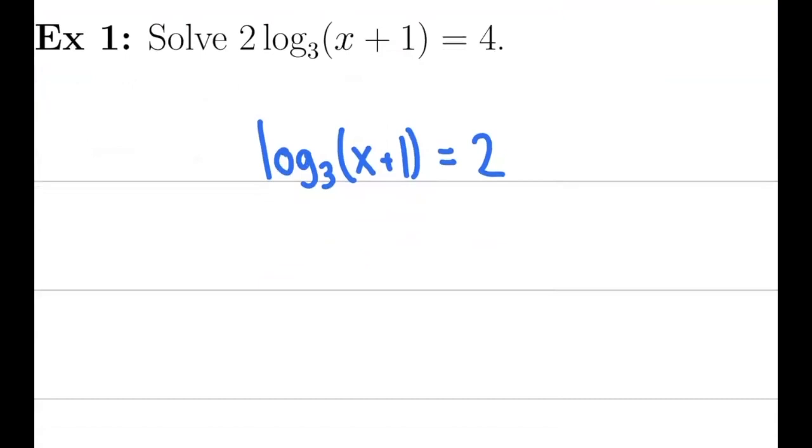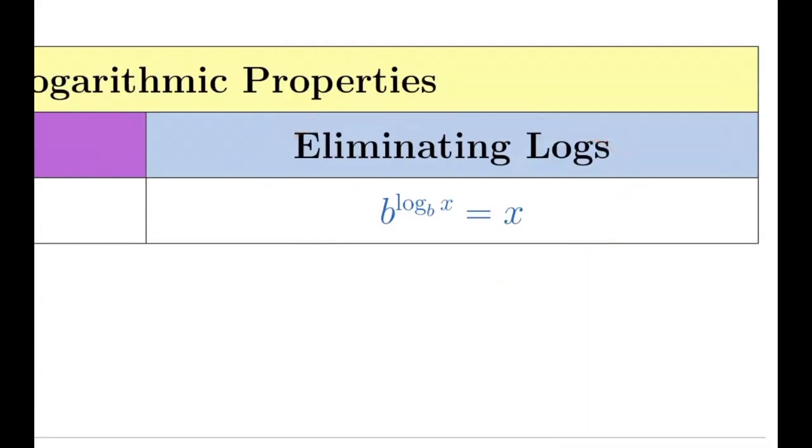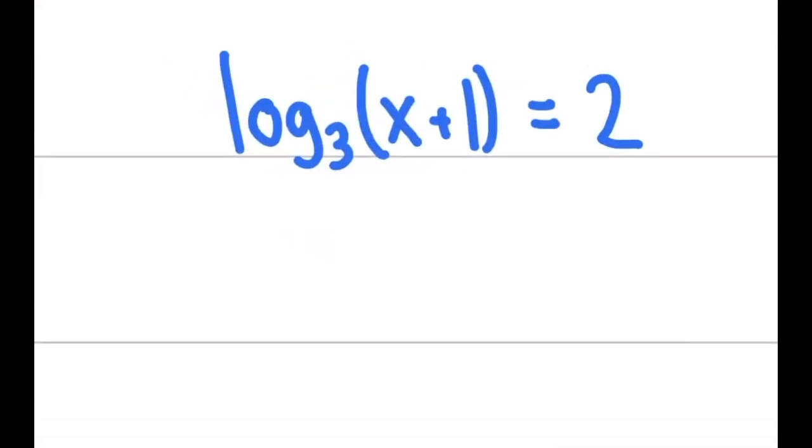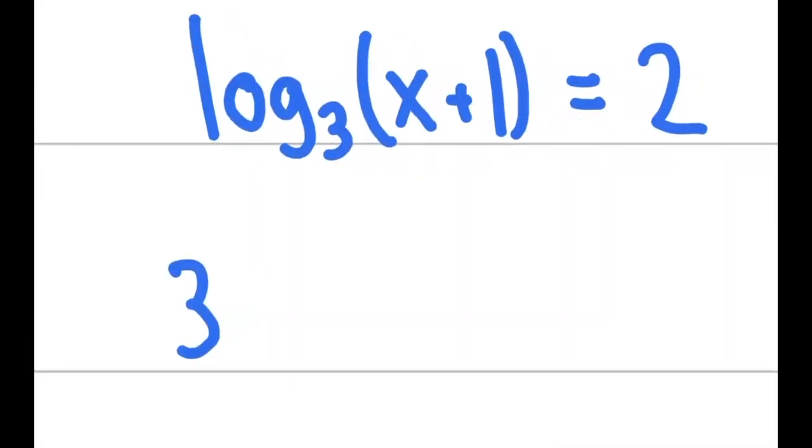So we have log base 3 of x plus 1 equals 2. Again, I want to solve for x. But the problem is that log base 3 is in the way. So how do we eliminate that log? We have to use one of the inverse logarithmic properties, this property right here. We have to use exponentiation. So I'm going to exponentiate each side of the equation using base 3. I'm going to raise this to an exponent with a base of 3.